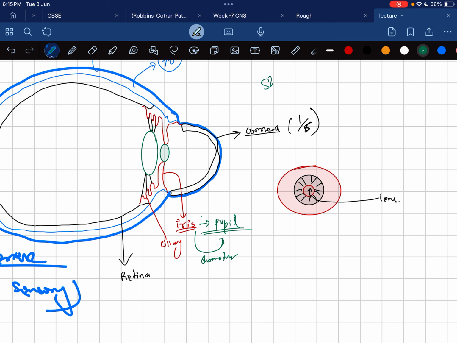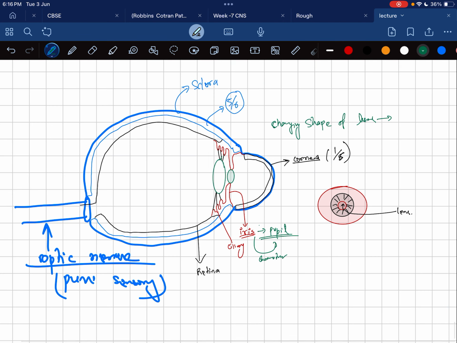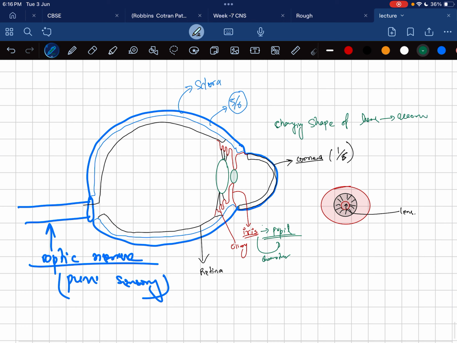Changing the shape of the lens is known as accommodation. It helps the image to form, whether the object is near or far, so that the image can be drawn inside the retina.